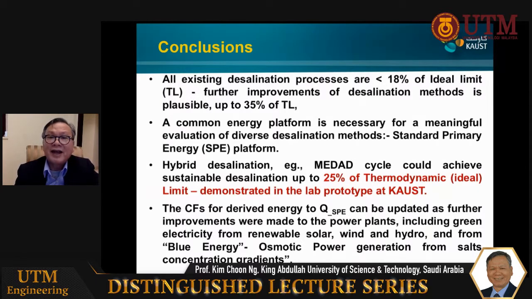Some electricity is a very high-grade energy, while thermal heat at 60, 70 degrees Celsius is a very low-grade energy. So with that common platform, we are able to meaningfully present the energy efficacy of all existing desalination plants on a common energy platform. The caveat here is the conversion factor that is derived is based on the best available power plants that is currently available, that is the CCGT.